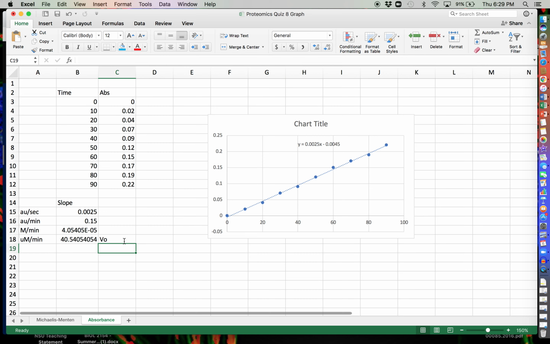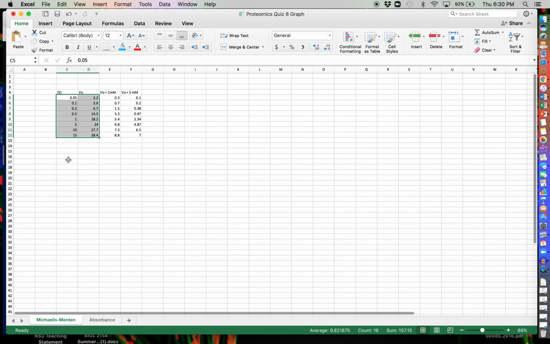You're going to do the exact same thing for all the other substrate concentrations as well. Ultimately, we're not really going to use the absorbance numbers for anything except calculating the V0. We're going to need the V0 values when we eventually do our Michaelis-Menten plots. Okay, now let's skip ahead and actually assume we already have all of our Michaelis-Menten data here.